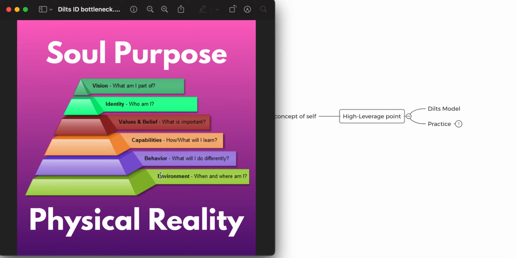Is it New York, London, Tokyo? I don't know. Who knows? Well, I suggest you think four-dimensionally and you connect to your soul. And why do I call this the high leverage point? Well, you can see from this graph that identity is on top, very top.